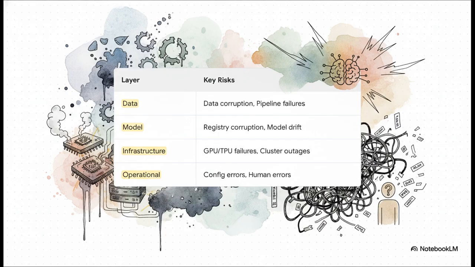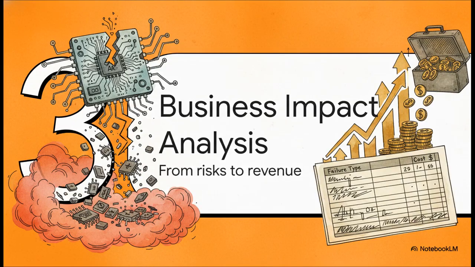And finally, the operational layer, which is a catch-all for human error, bad deployments, you name it. Breaking it down like this makes the whole problem feel way less overwhelming. Okay, so we found the risks and we've categorized them. Now comes the part that gets the C-suite's attention, figuring out what these failures actually cost the business. This is where we turn abstract technical problems into real dollars and cents.